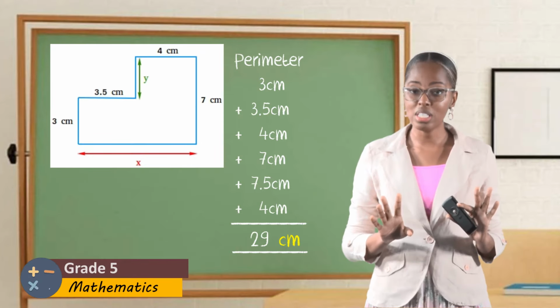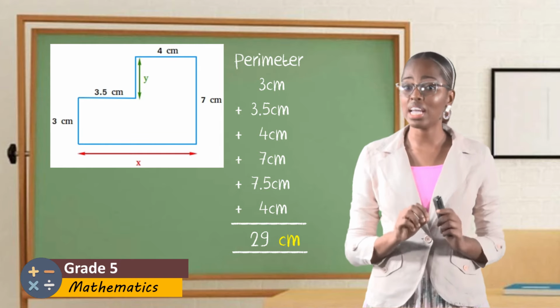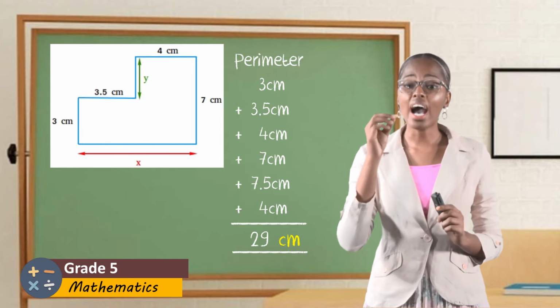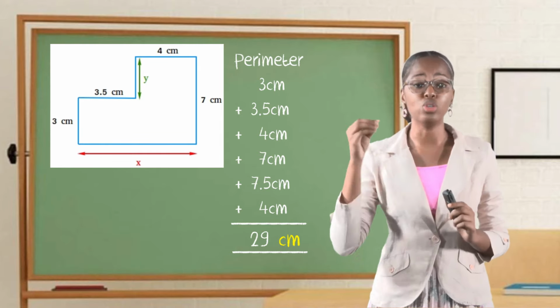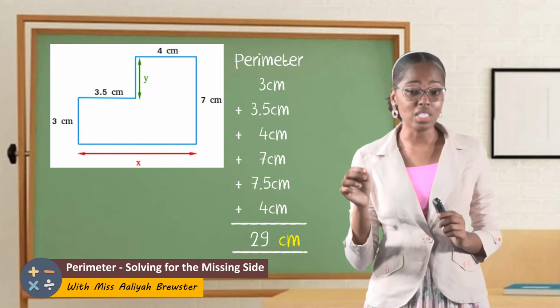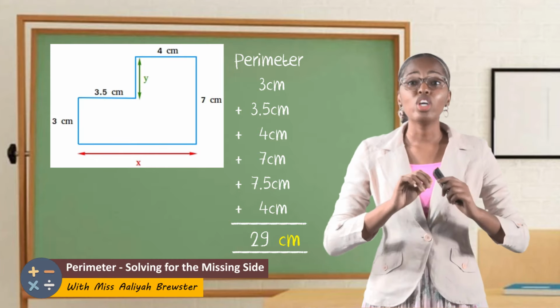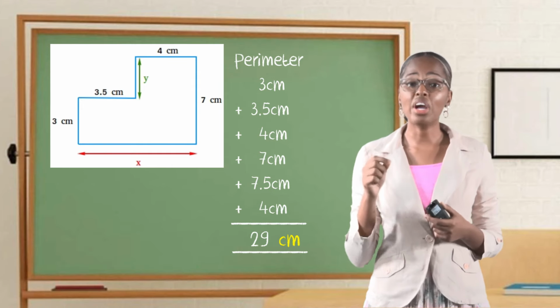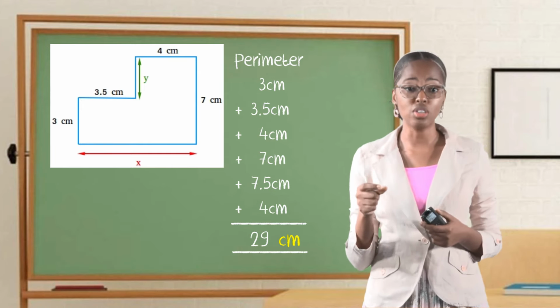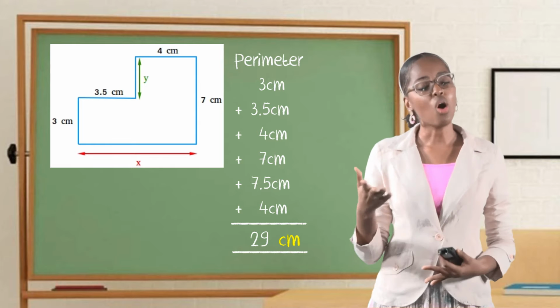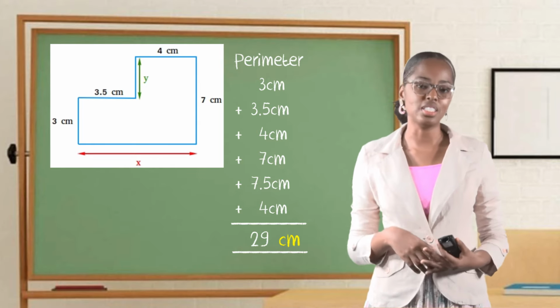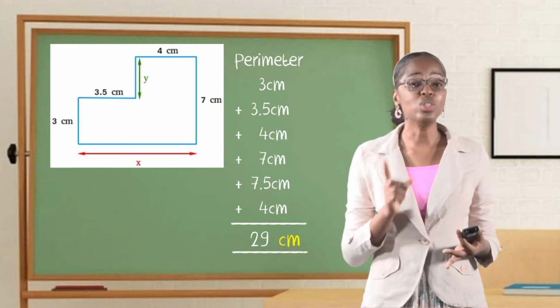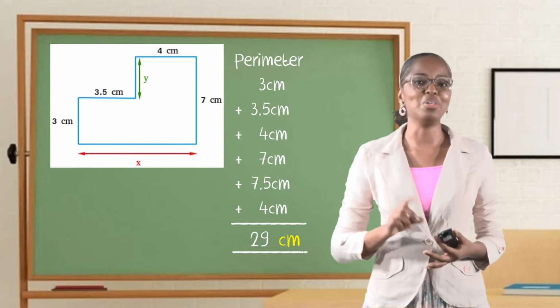If you notice closely in the answer, I didn't just write 29 and leave it that way. You have to write the unit of measurement that you're using, whether it is centimeter, meter, whether you're using inches or feet, whatever it may be, in your answer, you have to write back that unit of measurement. In this case, our unit of measurement is centimeter. So the answer would be 29 centimeters.